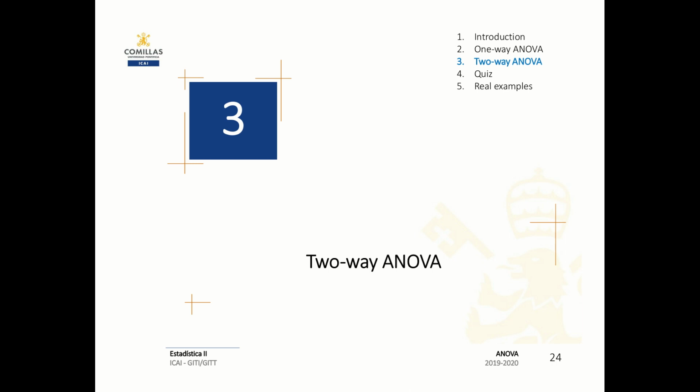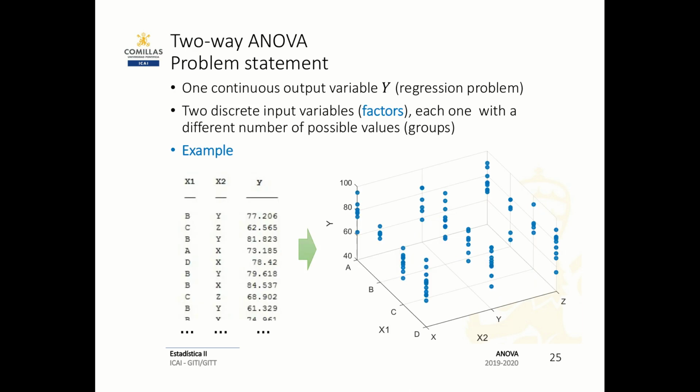So we are in the lecture of ANOVA, and now it is the turn of two-way ANOVA. So the problem is we have a continuous output variable, so it is a regression problem, and we have two predictors that are made of categorical variables or discrete input variables. So let's say that we have x1, x2, each one with labels, and then for each combination of the labels, for instance, we have by, by. So for each combination we have different values.